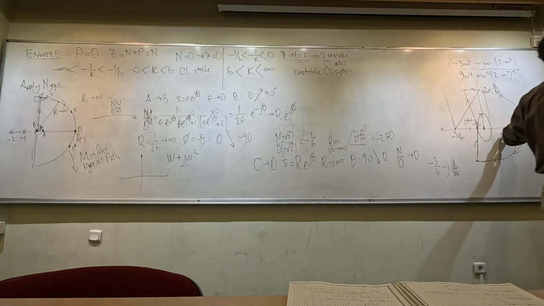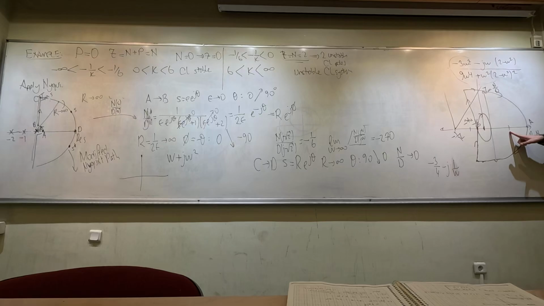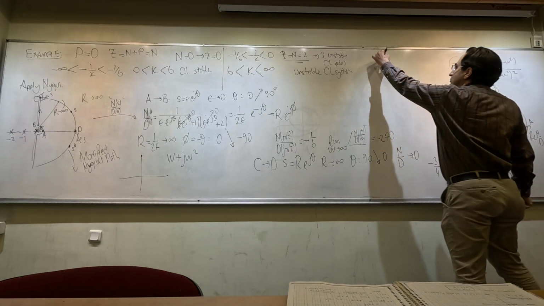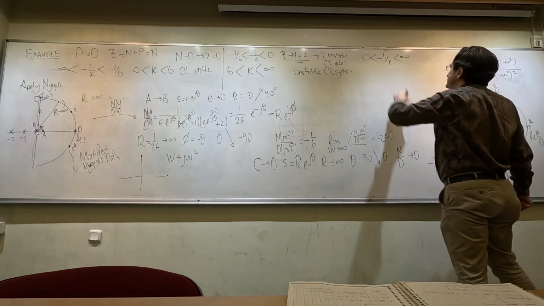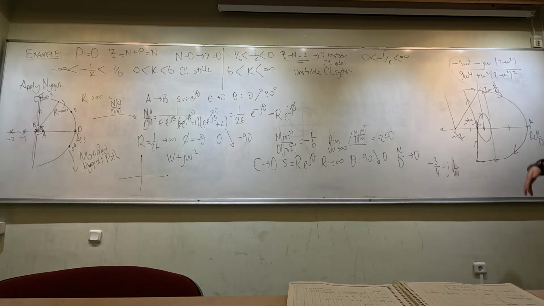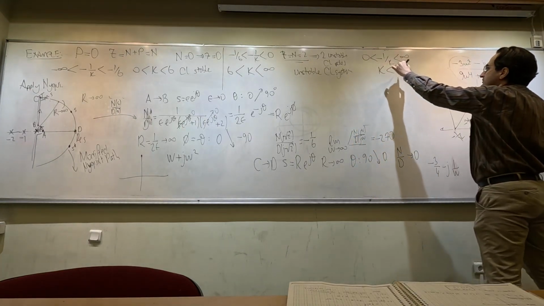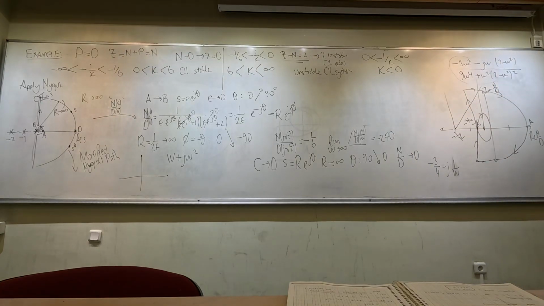And finally, -1 over k can be in this interval. So -1 over k can be between infinity and 0, and this is the case when k is negative. And when k is negative, what is the number of encirclements? Again, you have opportunity to spend extra time by drawing it like this.